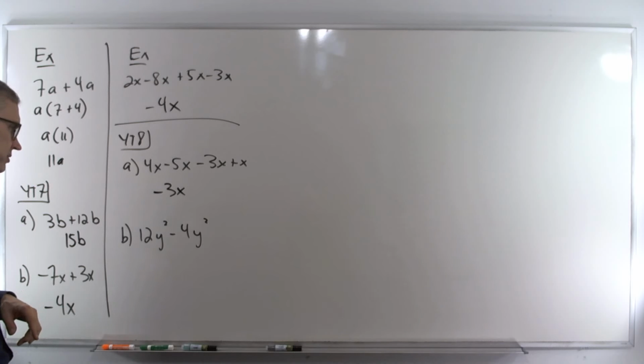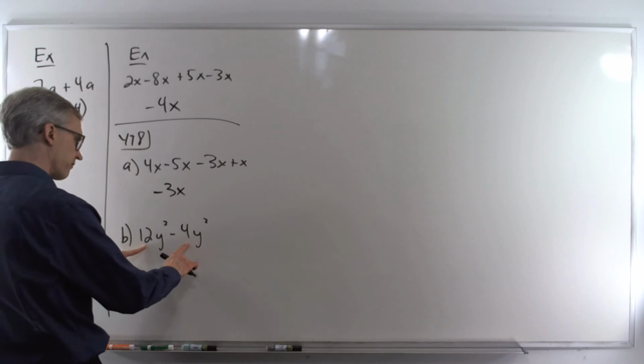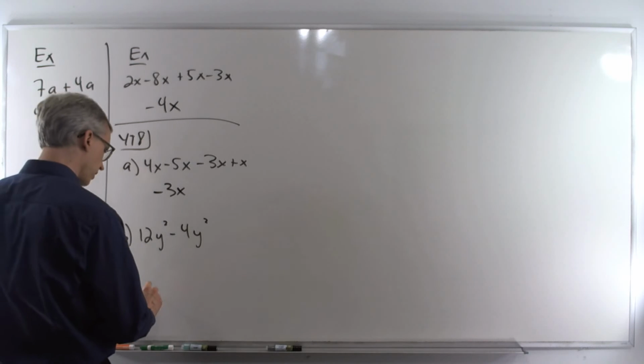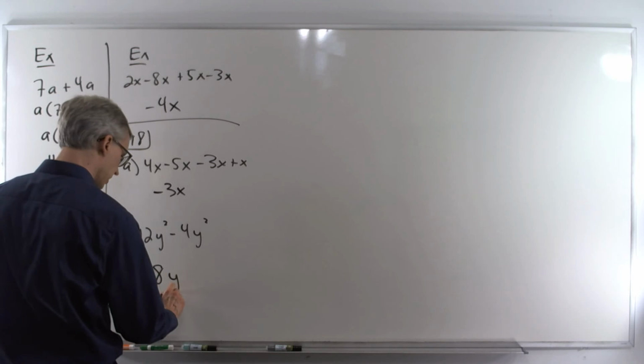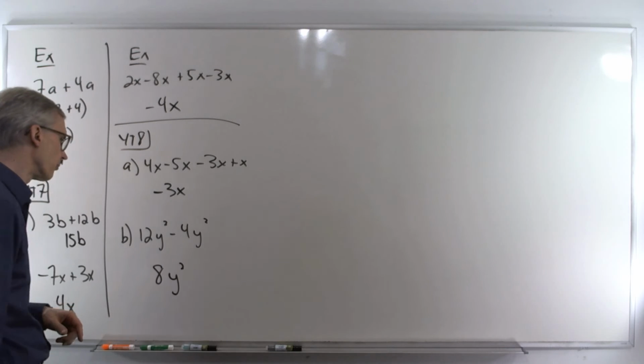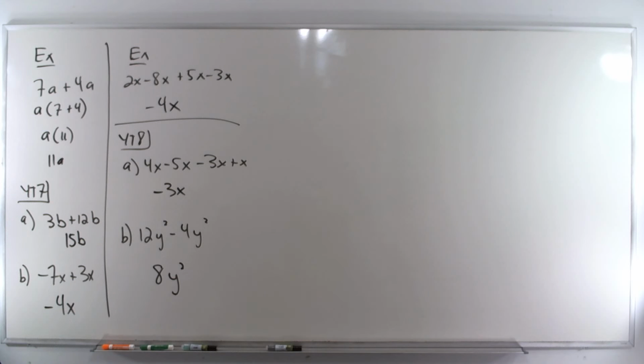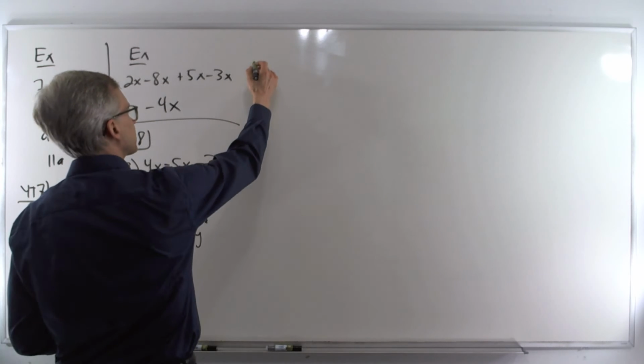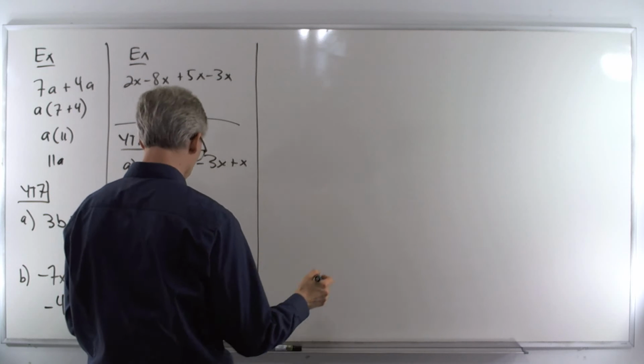And for the next one, we got some y squareds here. We got 12 of them and getting rid of 4 of them. So 12 minus 4 is 8. Keeping the variable part exactly the same, we got 8y squared. All right, now we're going to combine both of these concepts together to fully simplify expressions.